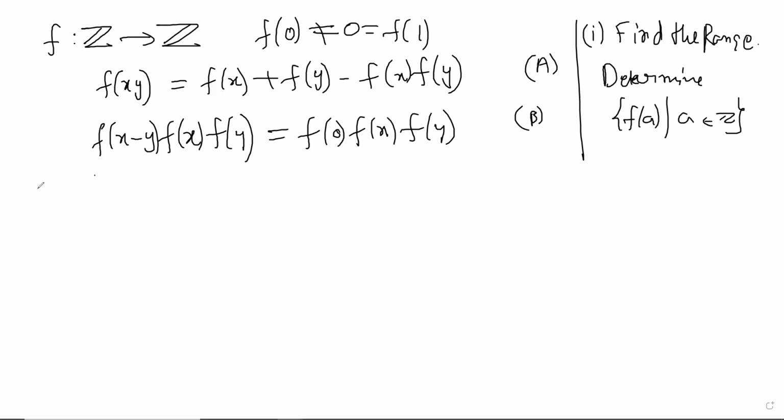So let me just first write the claim that is being made, that f(n) is equal to 1 for all n not equal to 0, and not equal to 1, right? And f(1) is 0. How do we prove this?